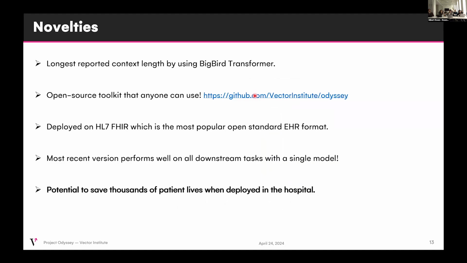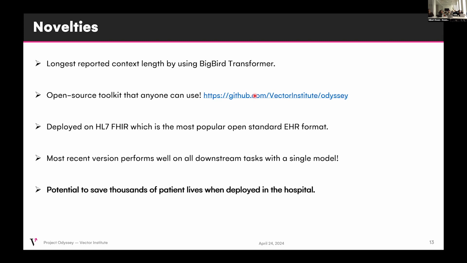And some of the novelties our model has. One of them is, if you think about it, a patient will have hundreds and thousands of different events that happen through these visits. If you're living for 50 years and you go to the hospital, it's going to just accumulate. So you need a model that can feed in this vast amount of data and be able to process it. And for the first time, we actually use a type of transformer called the Big Bird model, which is able to increase the context length, the length that you can fit into your model, up to 4 times the current state-of-the-art models, which is the longest reported.